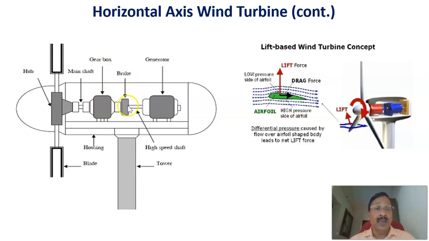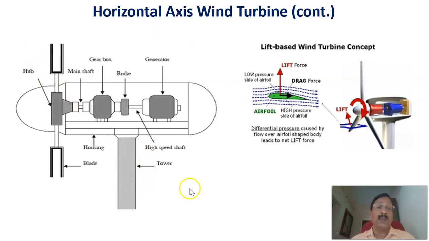There's a braking arrangement as well. If the wind speed is more than the limit, the braking mechanism operates. That is coupled to the generator, which will produce the voltage, or AC power, by this. This one is the generator, and of course this is the housing, this is a blade, and this is the tower.